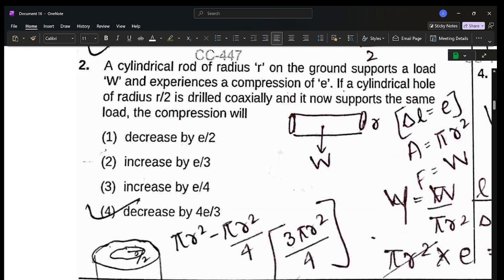So, let's see. I think this is right. Yeah, right. Okay, if a cylindrical hole of radius r by 2 is drilled coaxially and it now supports the same. Look, now let's take the same rod, but it's kind of hollow because you've taken out a cylindrical portion of it with a radius of r by 2 and you're putting it through the same situation. Now, what is the compression is what they're asking.